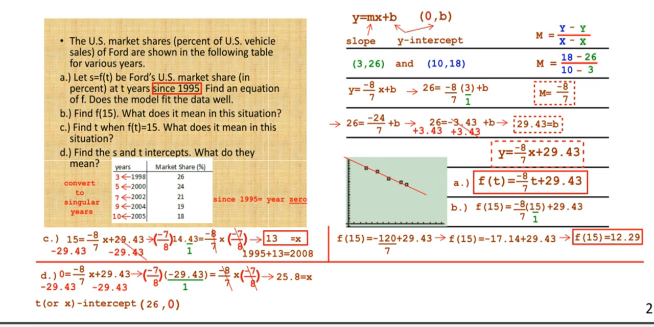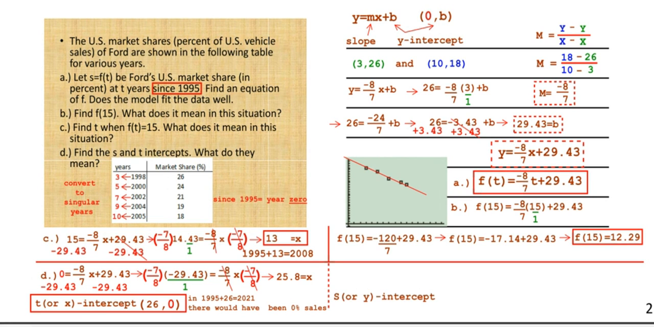Since we're talking about, once again, years. So roughly 26 years would be our t-intercept for this case. So 26, 0 would be our coordinate. And this means that in 1995 plus 26 years gives us 2021. So in the year 2021, there would be 0% sales for Ford, supposedly, according to this model. Thankfully, it could be wrong, preferably, right? Otherwise, our economy would greatly suffer even more now.